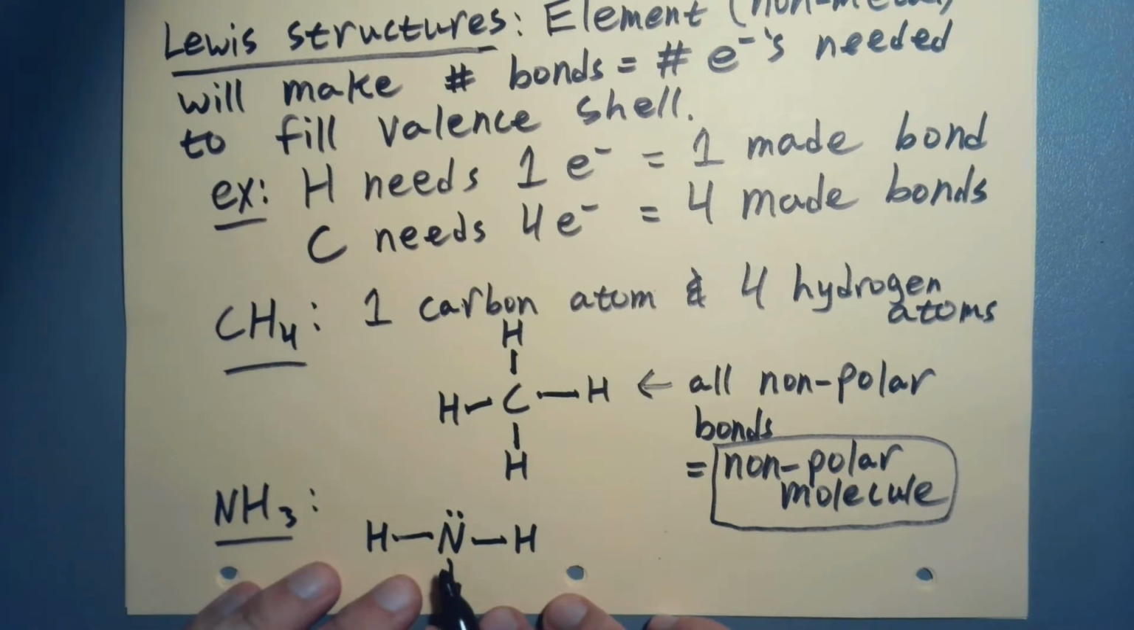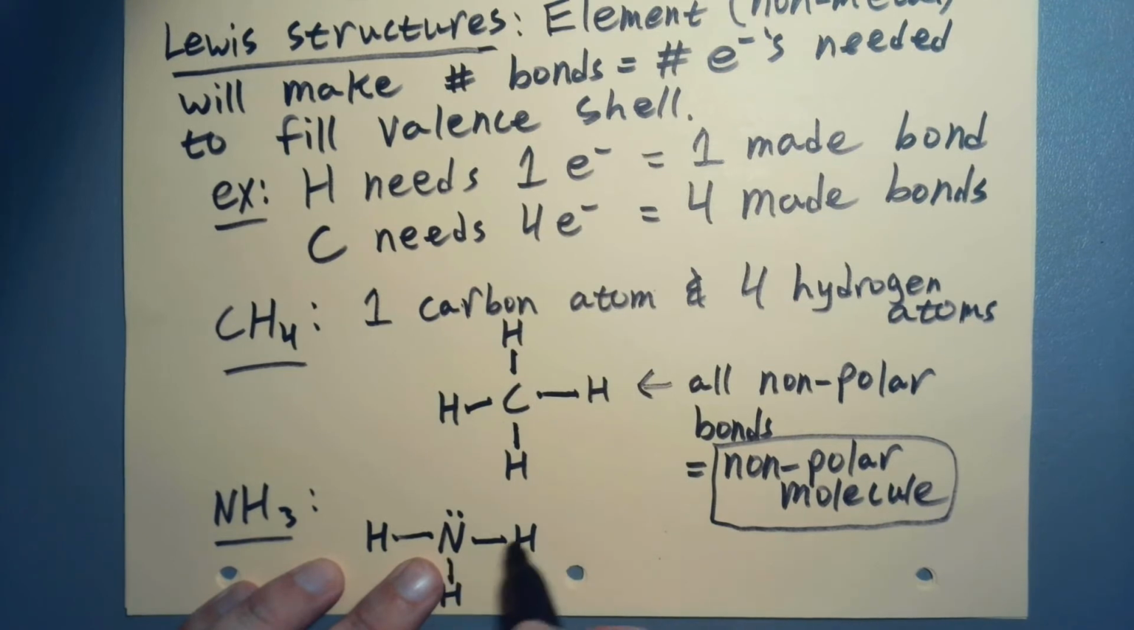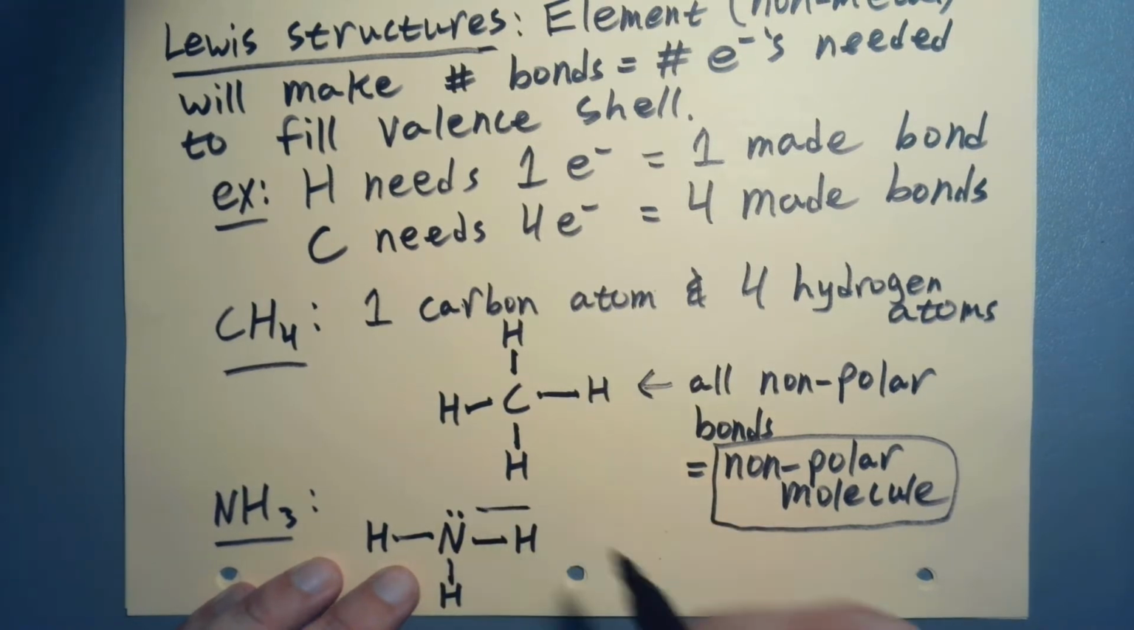And the answer, hopefully you know this, is yes, because nitrogen and hydrogen are not the same element, and they are not carbon and hydrogen. And so this is a polar bond, this is a polar bond, and this is a polar bond. And so we can label these, right? Now what's more electronegative between nitrogen and carbon?